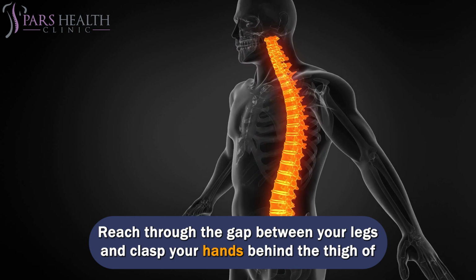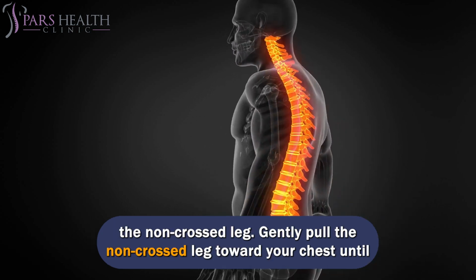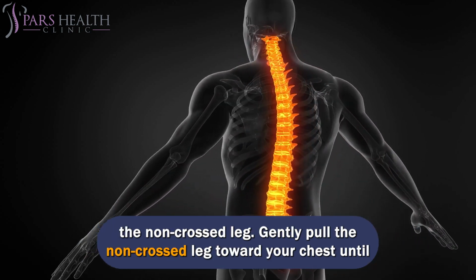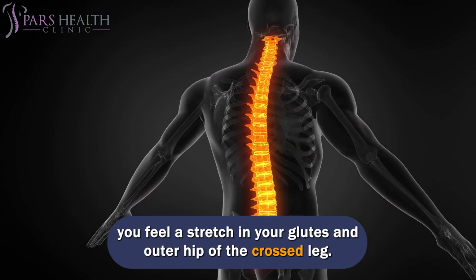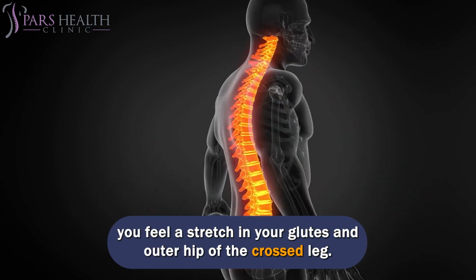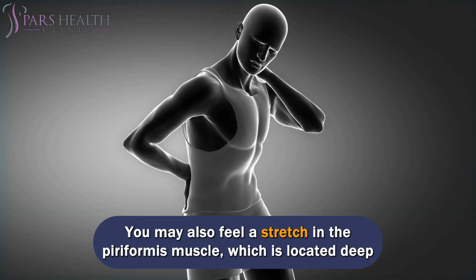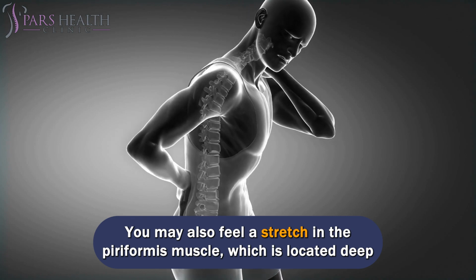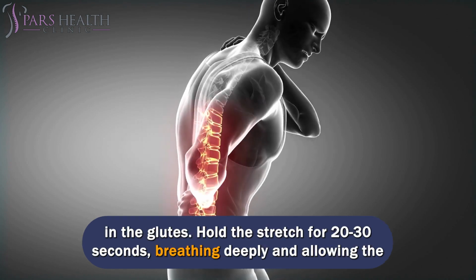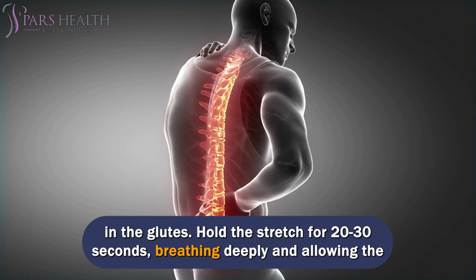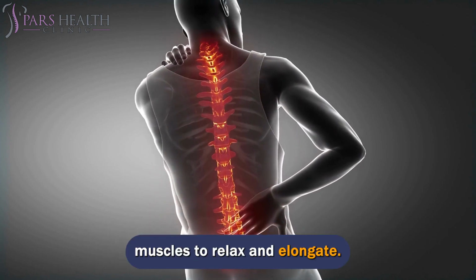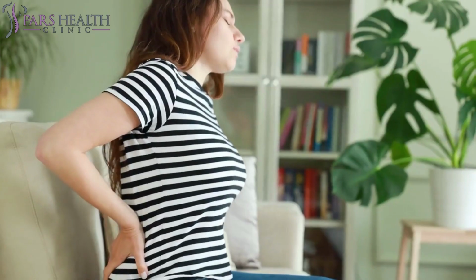Reach through the gap between your legs and clasp your hands behind the thigh of the non-crossed leg. Gently pull the non-crossed leg toward your chest until you feel a stretch in your glutes and outer hip of the crossed leg. You may also feel a stretch in the piriformis muscle, which is located deep in the glutes. Hold the stretch for 20 to 30 seconds, breathing deeply and allowing the muscles to relax and elongate.